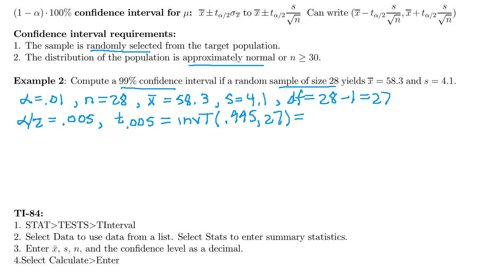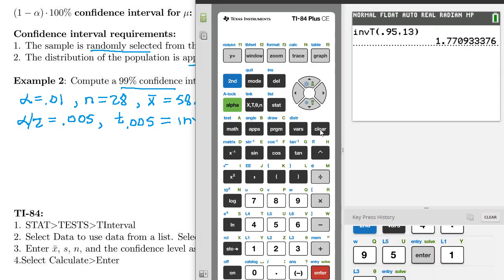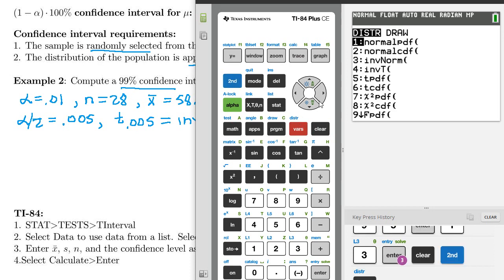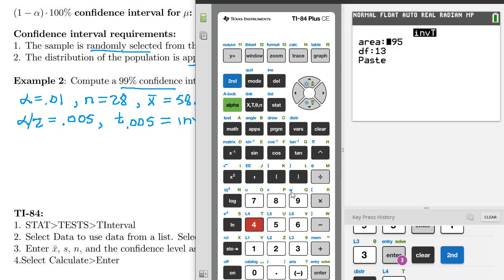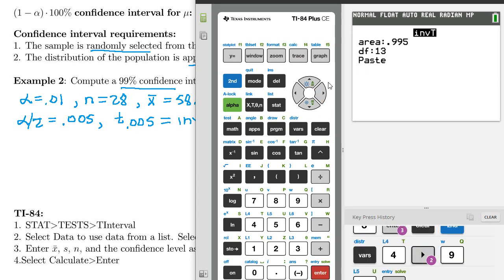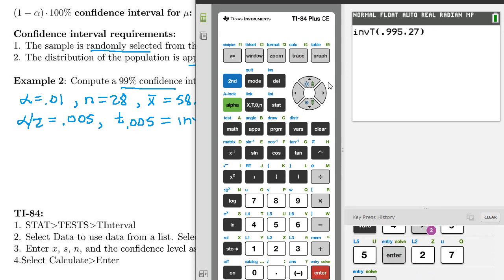Let's go ahead and put that in the calculator. So second variables, inverse t is number 4, 0.995, degrees of freedom, 27, 2.77.